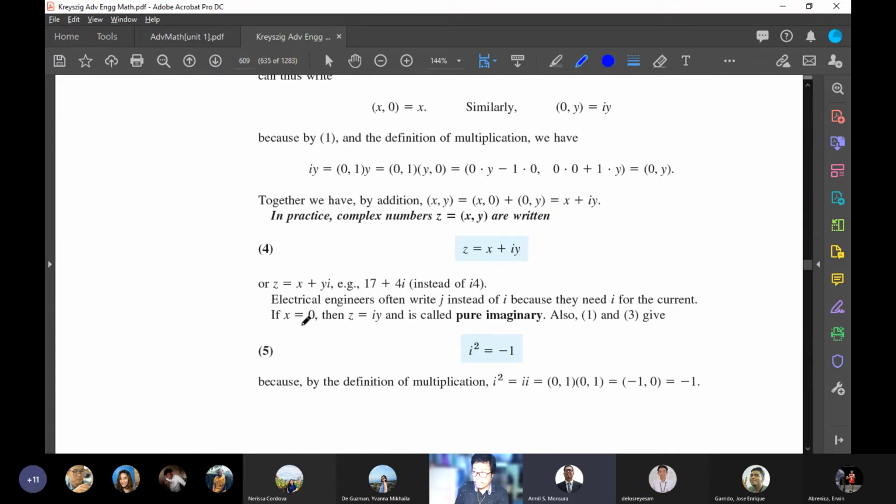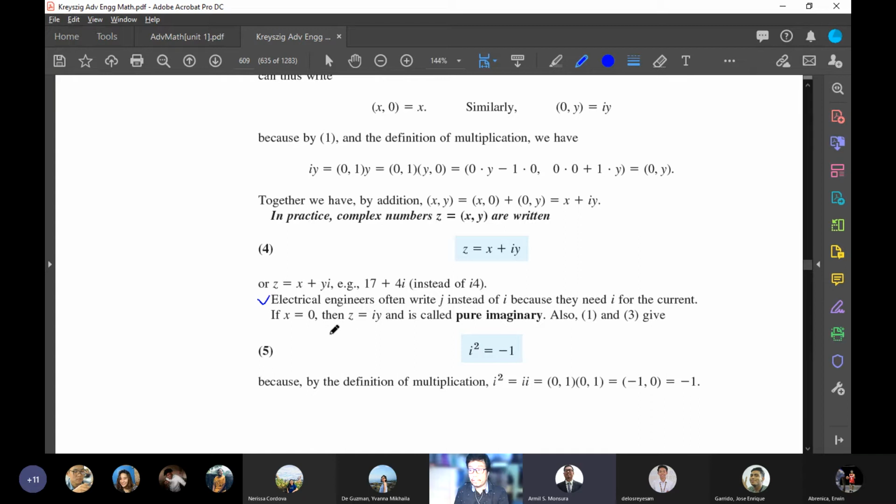Now, this is what I said earlier, that electrical engineers often write J instead of I. Okay? Because they need I for the current. It's normal if you are studying electric circuits, you might have been using I for current. Now if x is 0, okay?